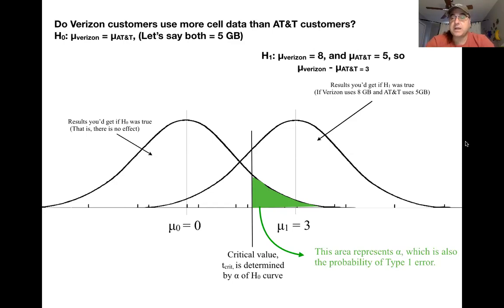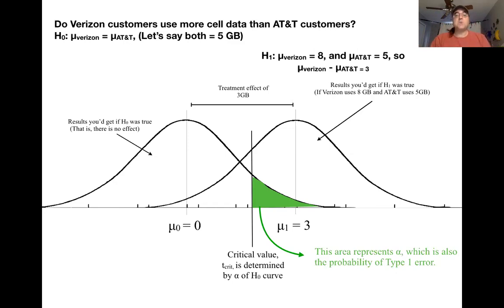This gets us to the concept of the treatment effect. The effect of being a Verizon customer, or the treatment effect of being a Verizon customer, is 3 gigabytes. The difference between these two results is 3 gigabytes. The difference between the null assumption being true, where you typically get a 0, versus the alternative assumption being true, where you typically get a 3, is 3 gigabytes. That is the treatment effect.